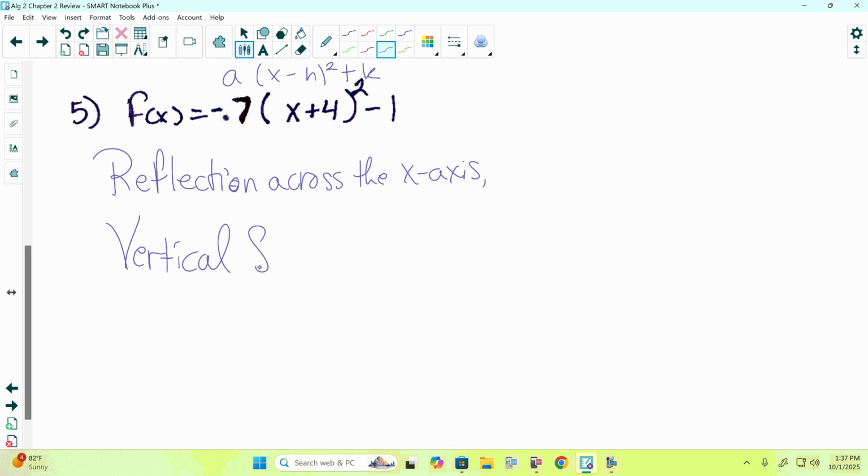Now, we can determine stretch or shrink based off the value of A. We're not talking about the sign, we're talking about the 0.7. If that value is greater than 1, it's a stretch. If it's between 0 and 1, it's a shrink. Since 0.7 is between 0 and 1, it tells us that here we have a vertical shrink of 0.7.